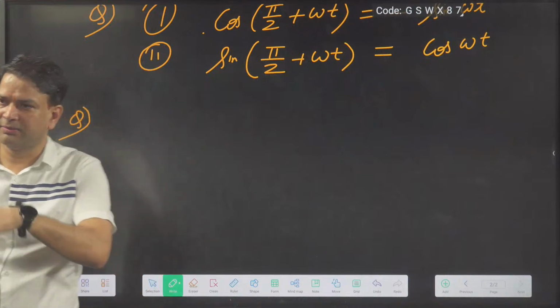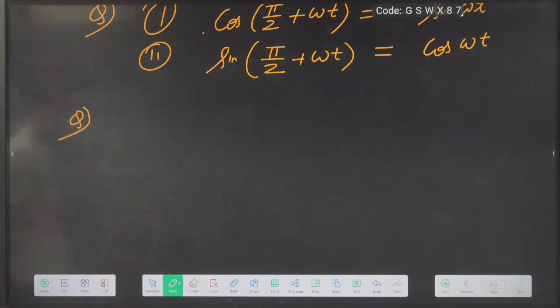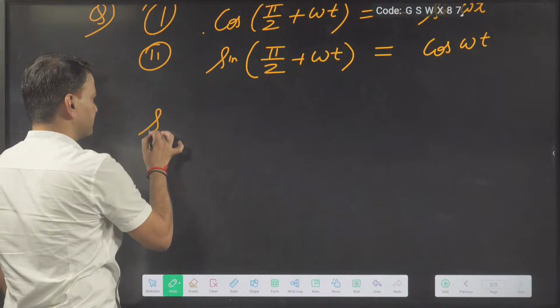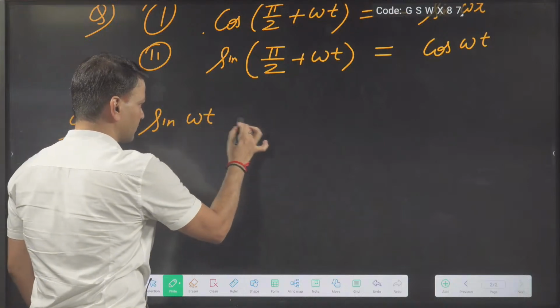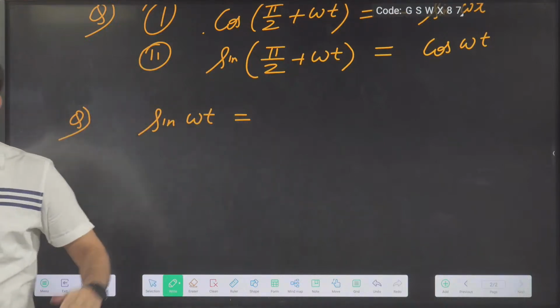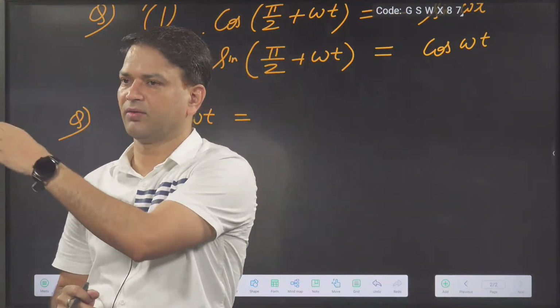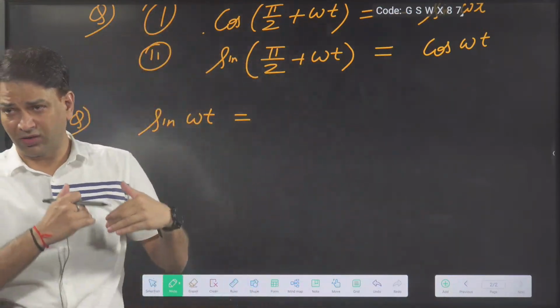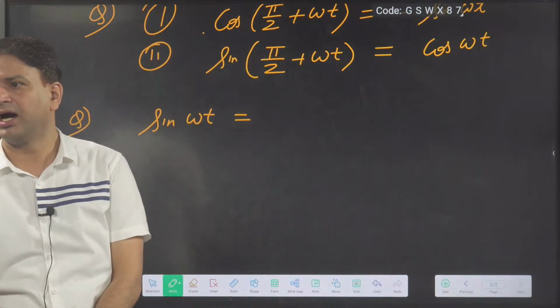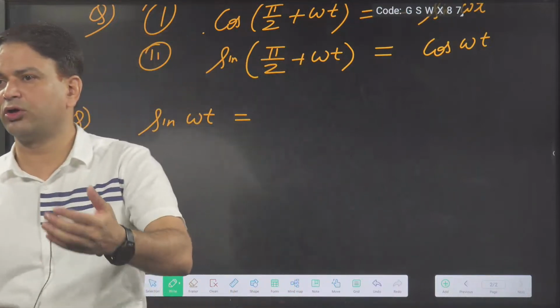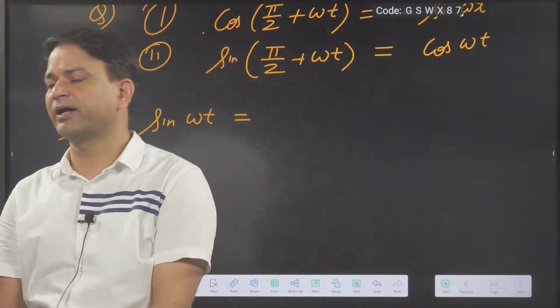Another similar type of problem. Suppose in a problem they give the current or voltage, one in sine and the other in cos. I want to convert the sine into cos. I want to write the sine in terms of cos. Then what will we write?